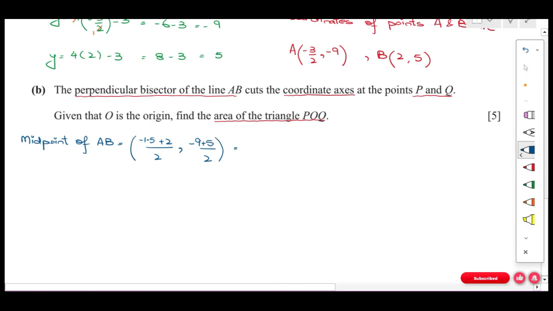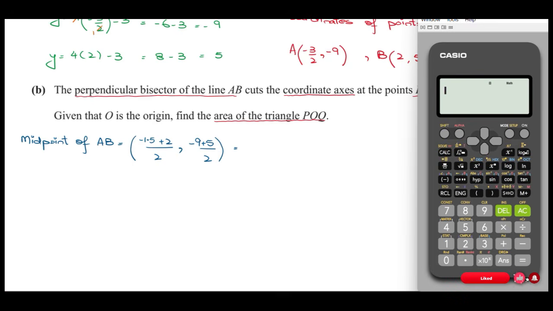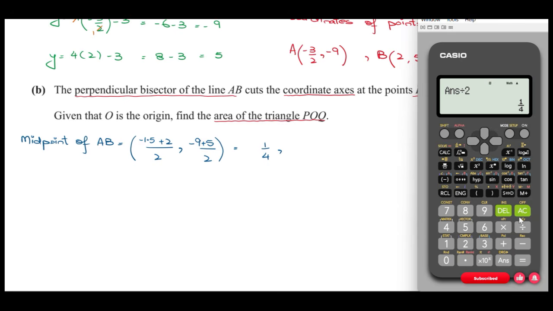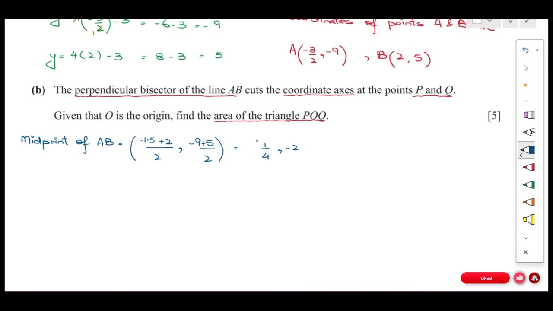Okay, let me use a calculator and simplify it. So here we have negative 1.5, add 2, and you have to divide it by 2. This is 1 by 4 or 0.25. Okay, 1 by 4. And the other coordinate is minus 9 plus 5 divided by 2, which is negative 2. This is 0.25 and negative 2. See, these are the coordinates of the midpoint, right?